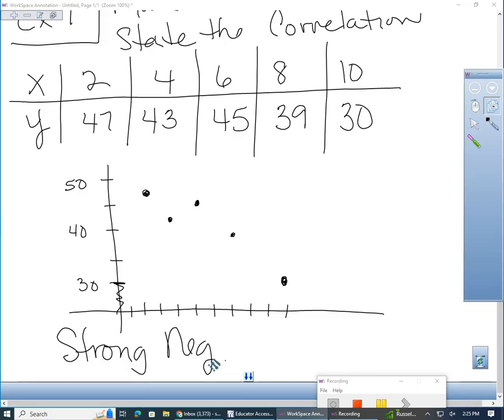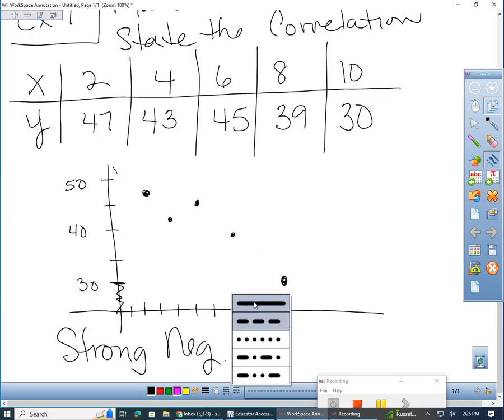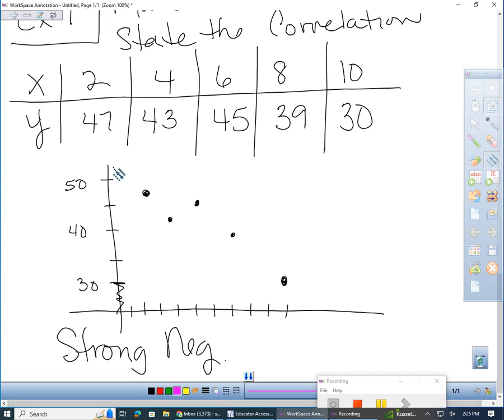Now, technically, what you would do next if we were going to write an equation is you would draw yourself a trend line through the points as close as you can get, right? And then you would pick two of those points that fall closest to our line. Which 2 points would you guys say fall closest to the line?